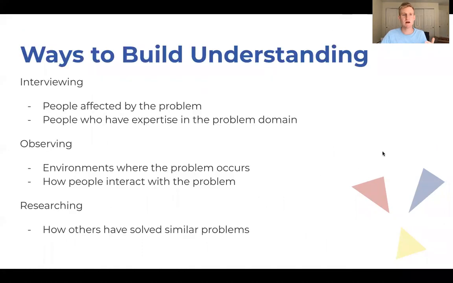So we're going to talk today about three different ways that you can build understanding about your problem. The first is by interviewing people, and interviewing people who have been affected by the problem or people who have expertise in the problem domain. You could also observe the environments where the problem occurs, or you could observe how people are interacting with the problem. We'll talk about some ways to do this. And you could also research how others and other organizations have solved similar problems in the past.